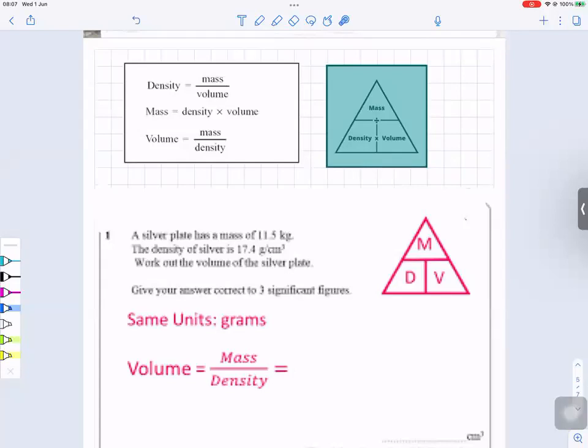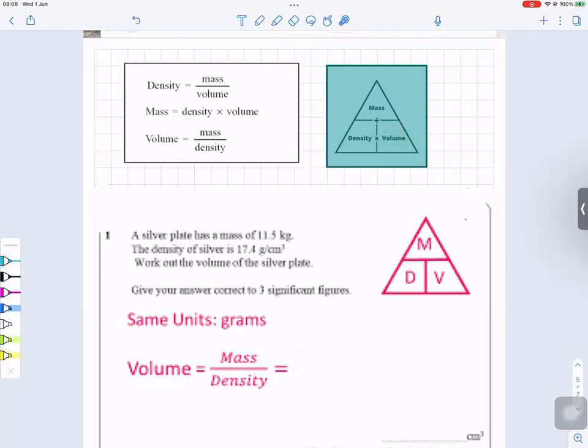So here, you can write them separately using the triangle. Density is mass divided by volume. When you want to find the mass, you cover the mass in the triangle. It's density times volume. If you want to find the volume, you cover the volume in the triangle. It's mass divided by density. So I know you know that already.